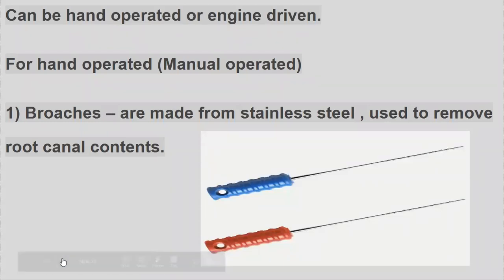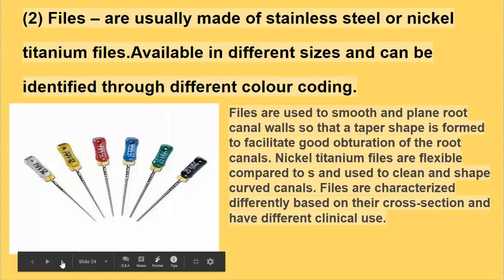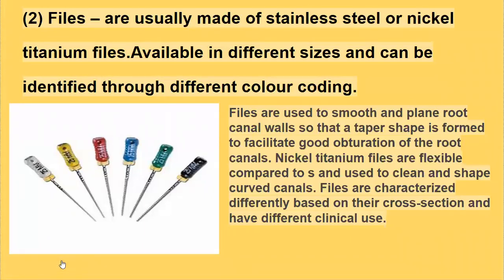These are your broaches. They're made of stainless steel, and they're used to remove the nerve. So even though you remove the nerve, you still have to clean out the debris around it. And that's where you use your endo files.